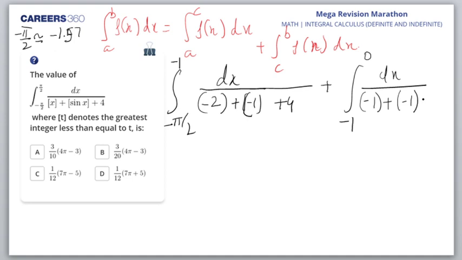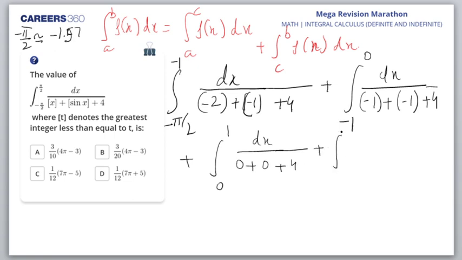Okay? And 4, you write it here. Then from 0 to 1, I integrate. What do I get? From 0 to 1, the greatest integer of x would be 0. The greatest integer of sin x would also be 0 because it would lie between 0 and 1. And 4 is 4. And the last one, 1 to pi by 2. The greatest integer of x would be 1. The greatest integer of sin x would be 0 because it would lie between 0 and 1.